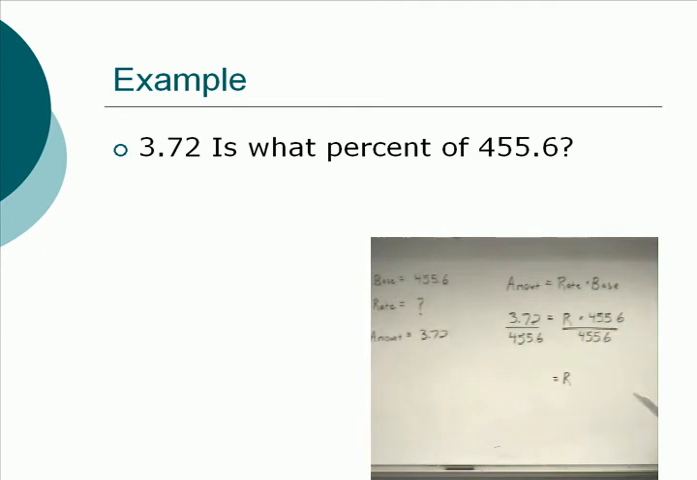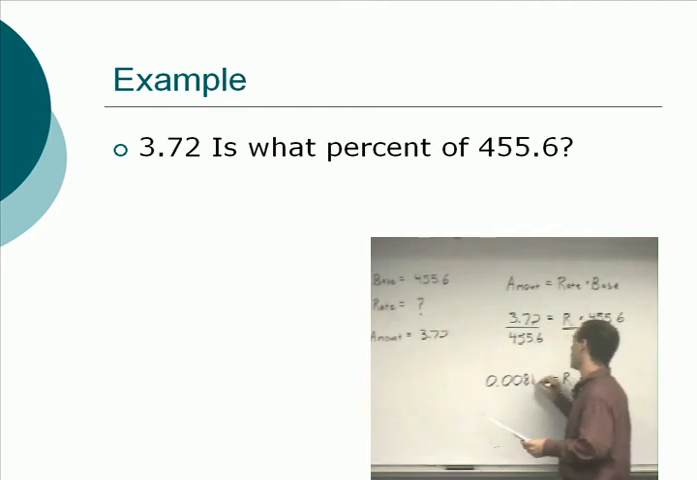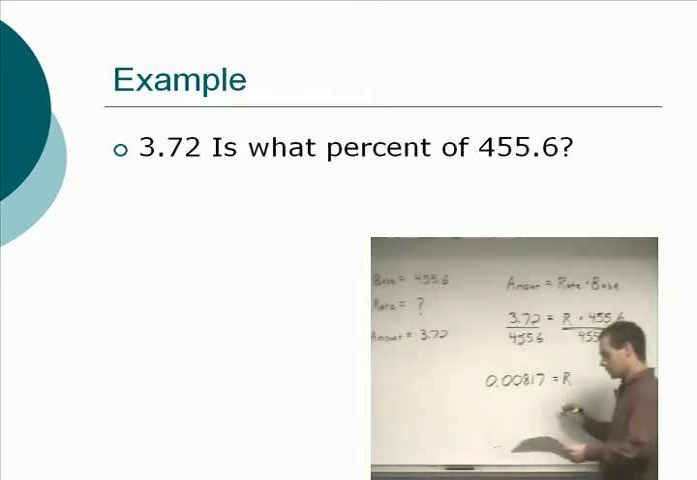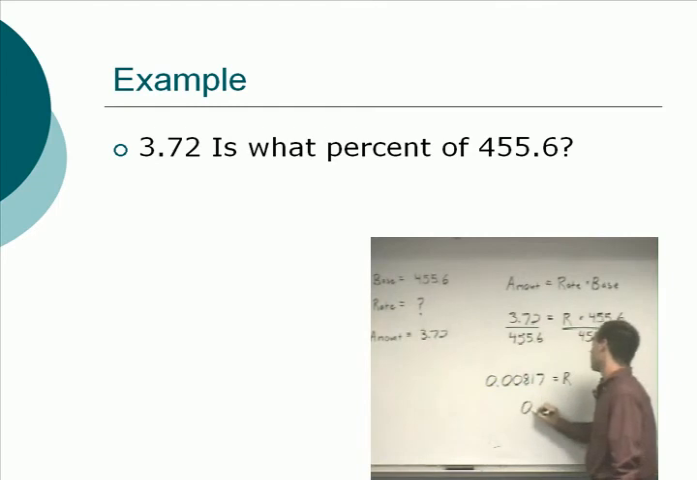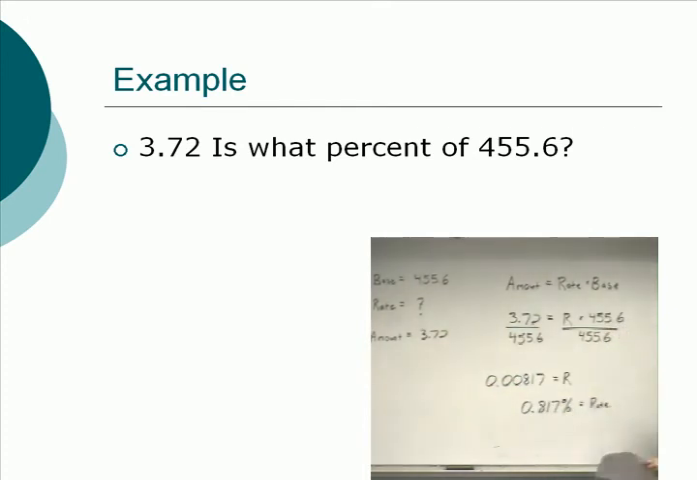So R turns out to be pretty small, 0.00817, 3 sig digs. Don't make the mistake of writing 0.008. That would only be 1 sig dig. 0.00817. Now, that's our answer, but it does ask what percent, and so our answer is 0.817% after moving that 2 places to the right. And we answer the question.